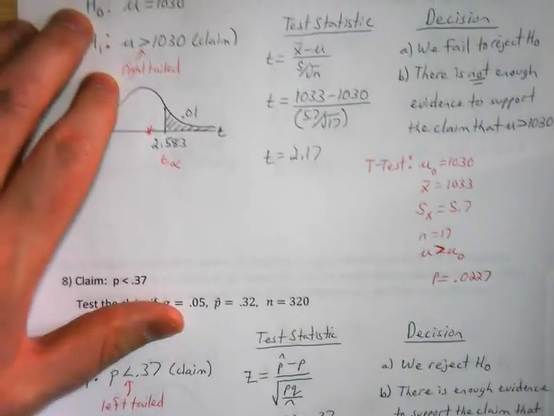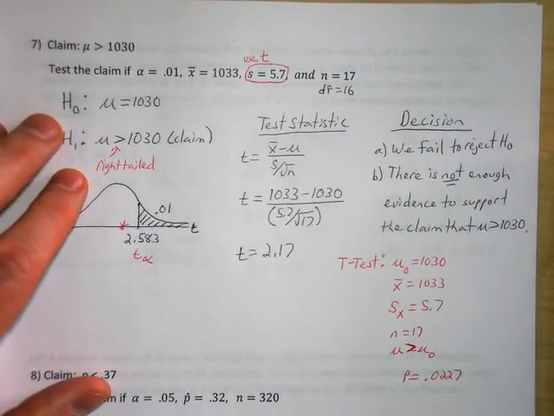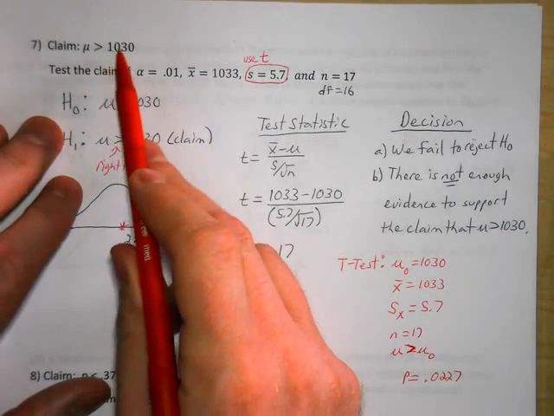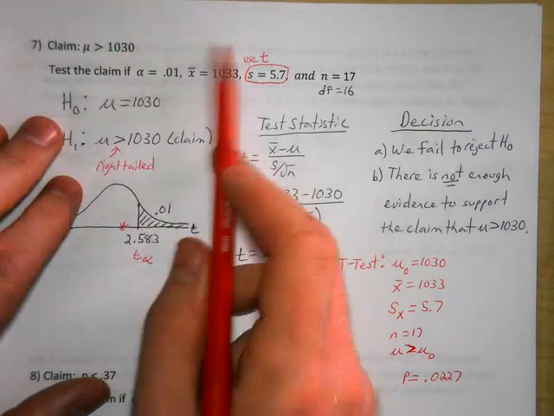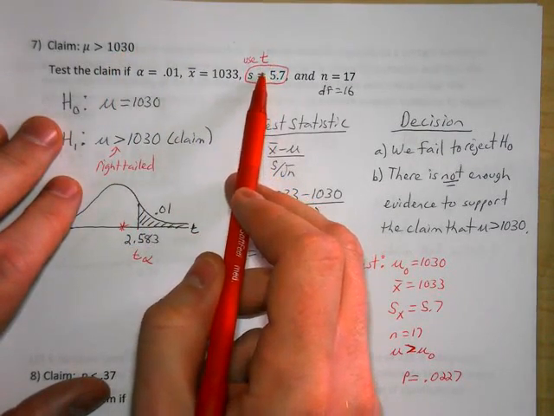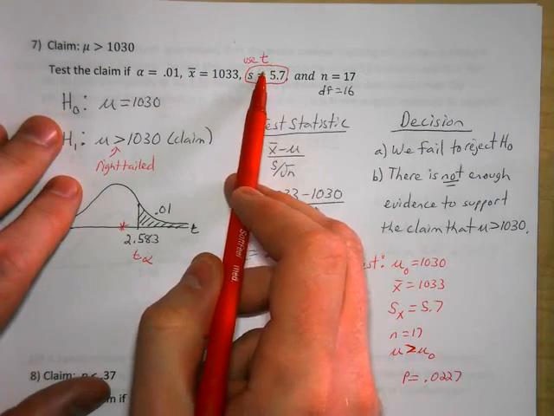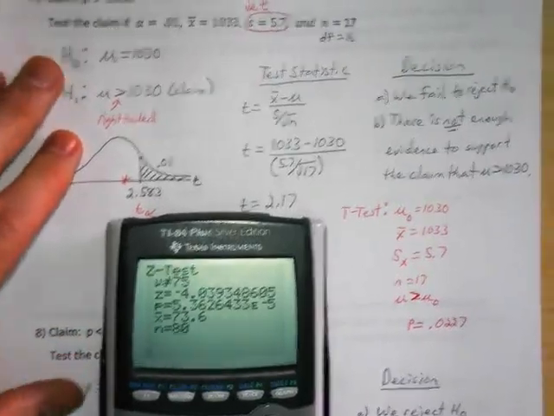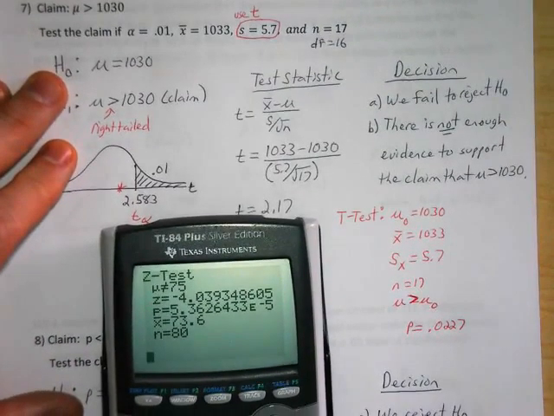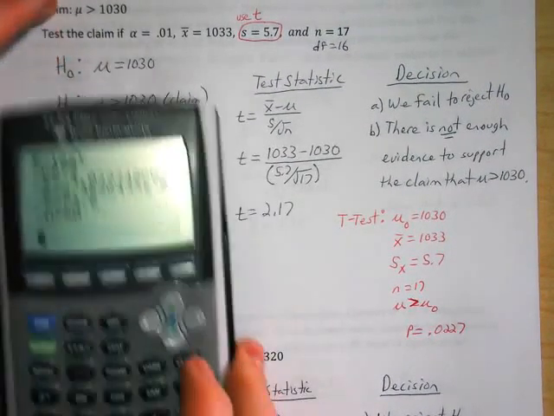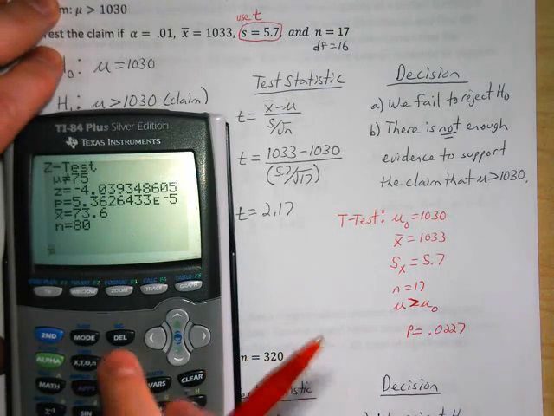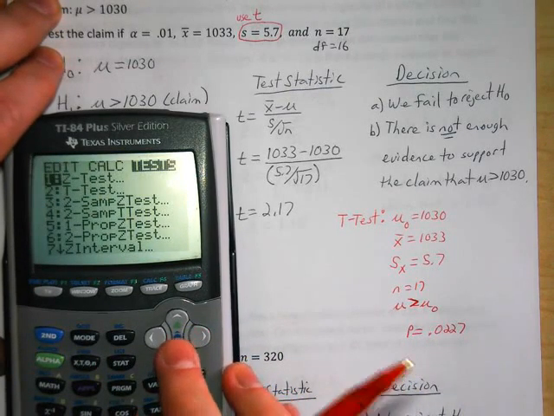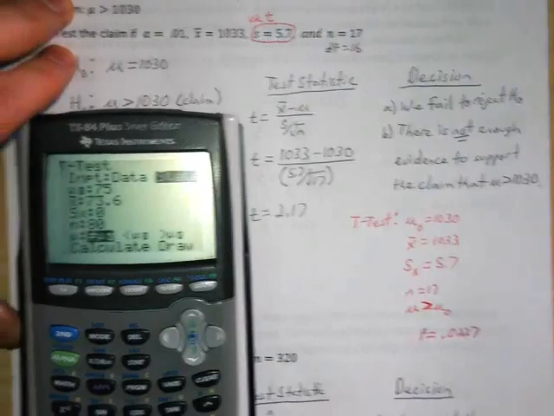Okay, I'll do just a couple more of these just to go through the steps. Okay, the next one was that mu is greater than 1030, and this one we used the t-distribution. Okay, so here in our calculator we're going to use, instead of a z-test, we're going to use a t-test. So stat test, a t-test.